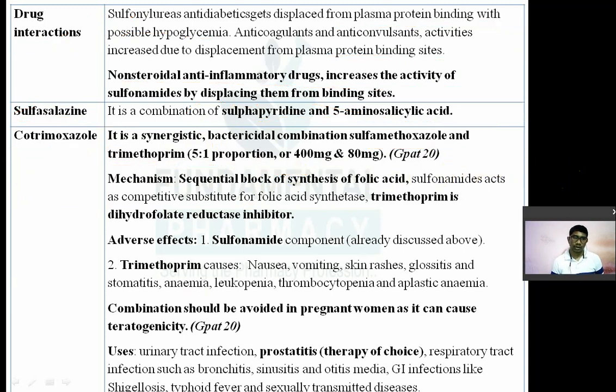Cotrimoxazole is nothing but the combination of the sulfur drug sulfamethoxazole and trimethoprim in a 5:1 ratio. That is, 400 milligram of sulfamethoxazole and 80 milligram of trimethoprim, so 480. Remember this combination, as the question was there in GPAT 2020. Now what is the mechanism?